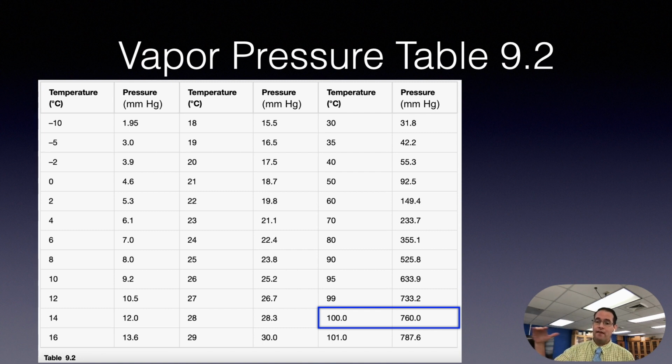The boiling point of a substance is defined as when the vapor pressure is equal to the atmospheric pressure. So here in the atmosphere where I'm standing in the lab, 500 feet above sea level or so, the pressure in this room is about 760 millimeters of mercury, so the water is going to have to reach a temperature of 100 degrees Celsius to match that pressure.